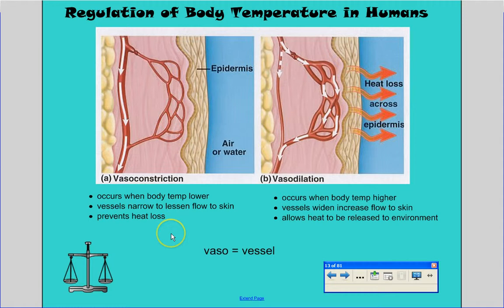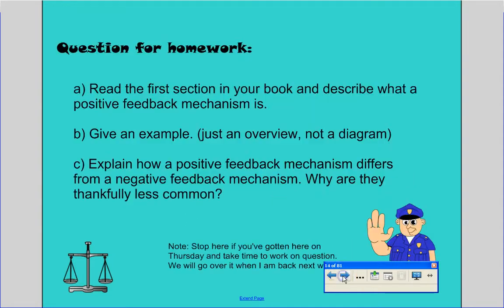So vasoconstriction will occur in one instance when your body temperature is lower. It causes the blood vessels to narrow out near your skin, so it prevents heat loss. Vasodilation, on the other hand, causes them to open up, so there's more blood flowing out near your skin so that the heat can be released into the environment. So it would be a good compare and contrast for you to practice.